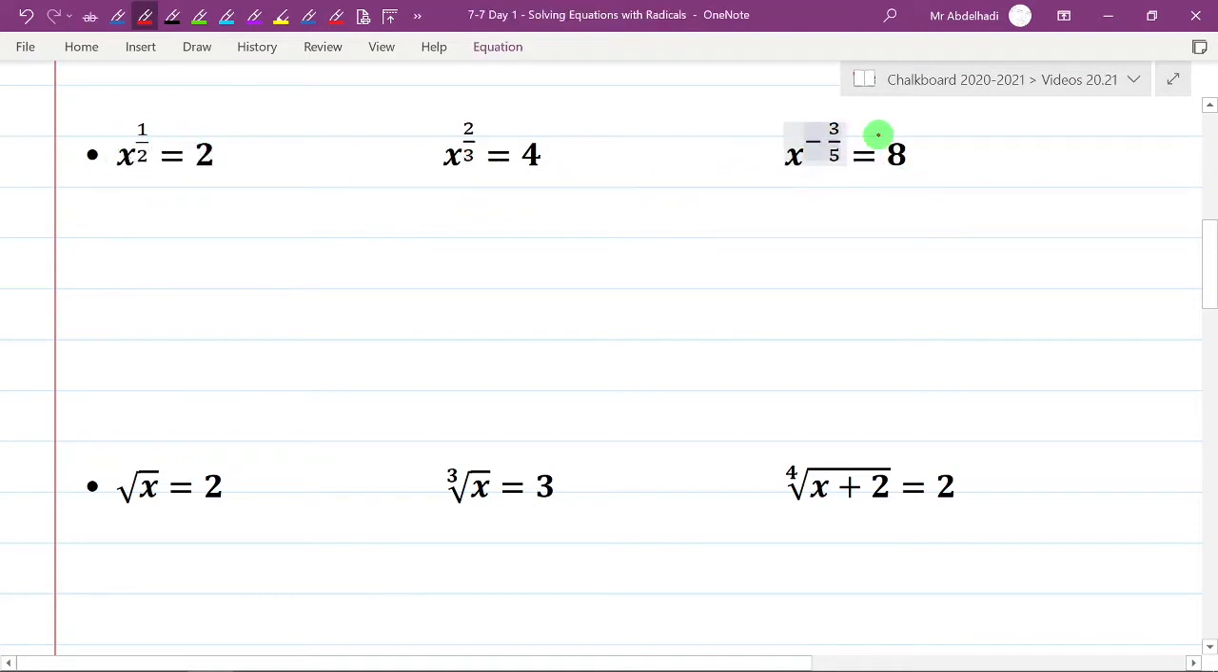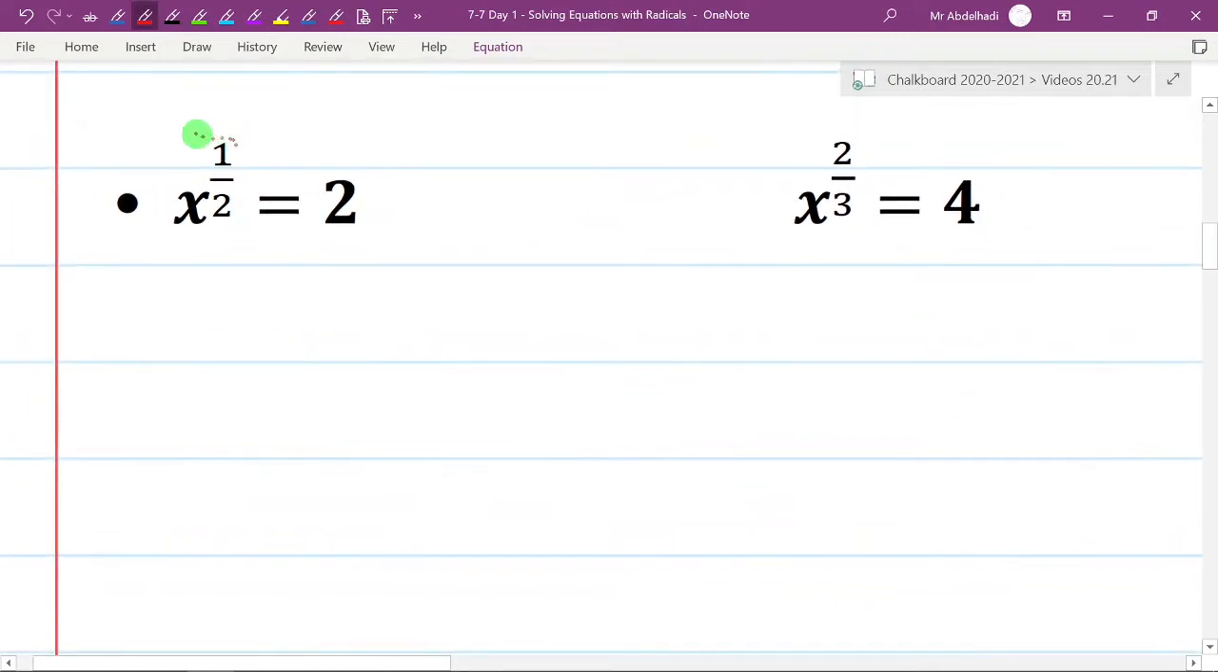So, of course, you can't just cross them out like that. You have to actually do it algebraically. So how do I get rid of this 1/2 power here? Well, as long as you do the same thing to both sides of an equation, it's kosher. You can do that. It's legal.